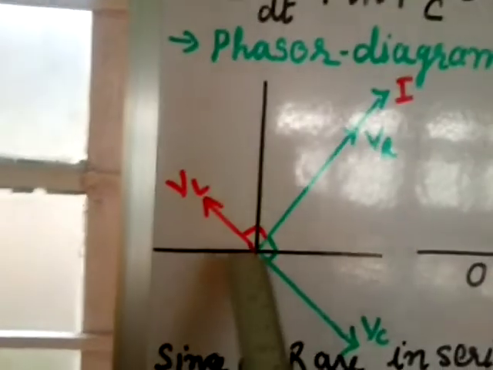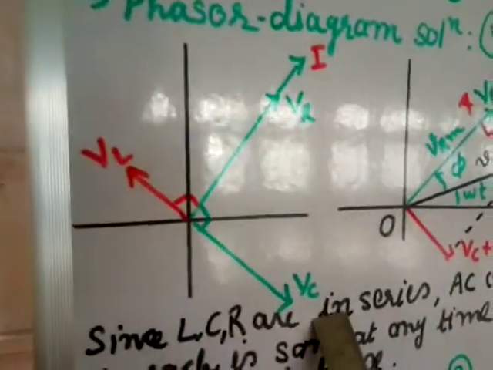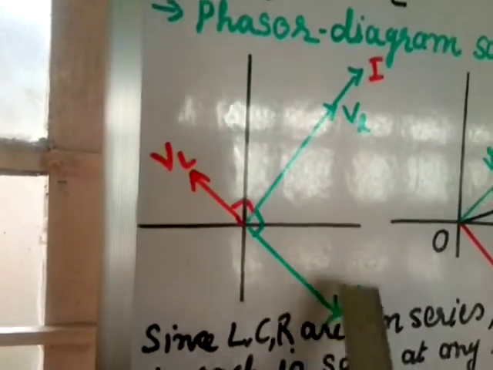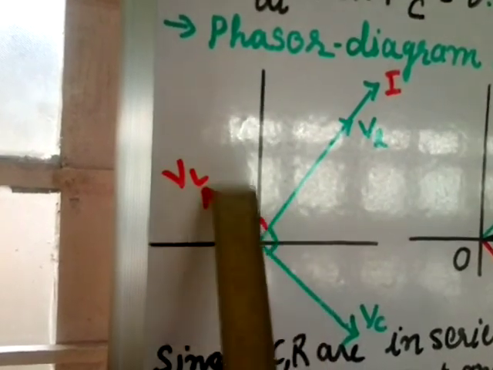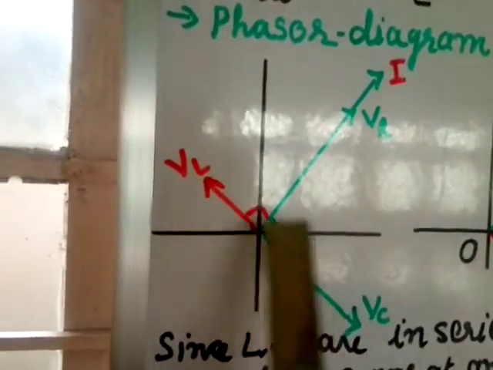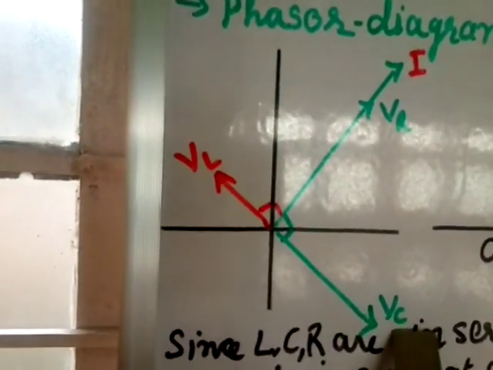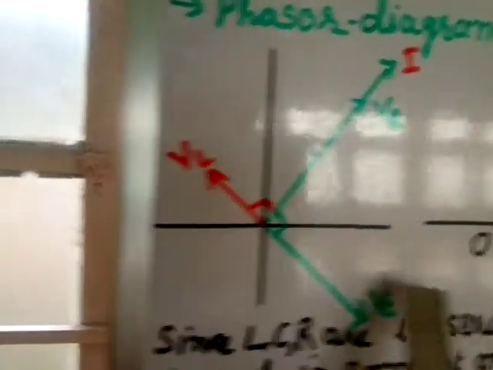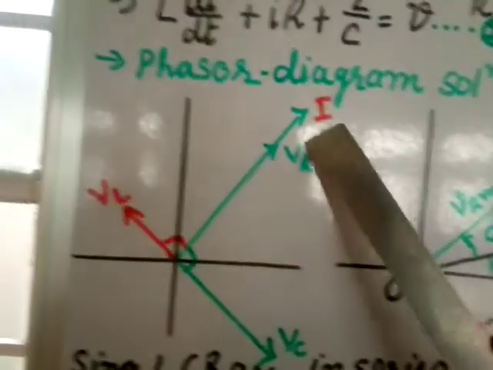We are taking VC greater than VL, so I have drawn VC a little longer and VL a little shorter, showing that this is higher. Now if this is 90 and this is 90, the total will be 180, so VL and VC are opposite to each other. The resultant of these two will be towards this side because VC is higher, and it will be a little shorter. The resultant of these two I have written here as VC minus VL. And this VR is here.